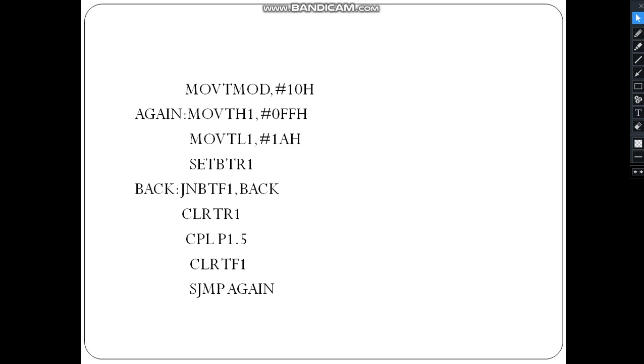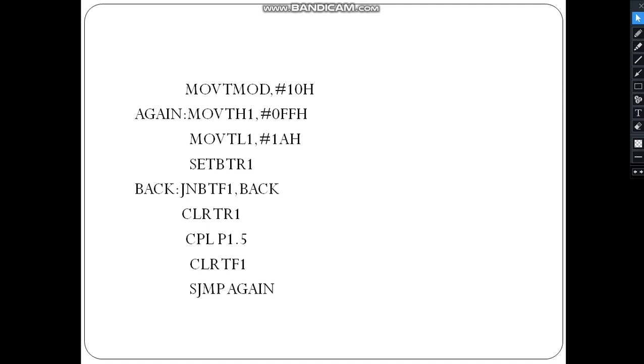Then suppose the previous value in port 1 pin 5 is 1, now it has to be 0, or if it was 0 earlier, now it has to be 1. So we are complementing the value in port 1 pin 5 using the instruction CPL. This is done because a square wave has logic 1 as well as logic 0. For 250 microseconds, a logic high signal has to be generated, and for another 250 microseconds, a logic low signal has to be generated.